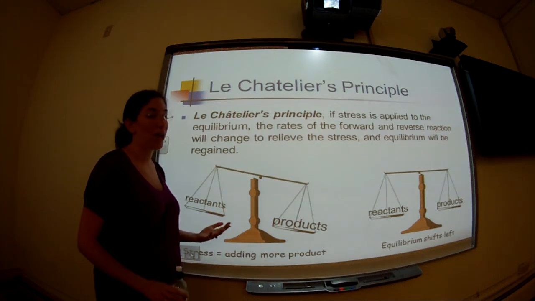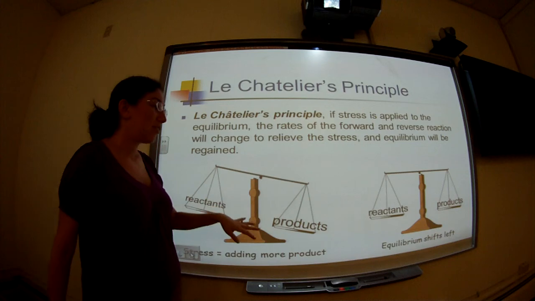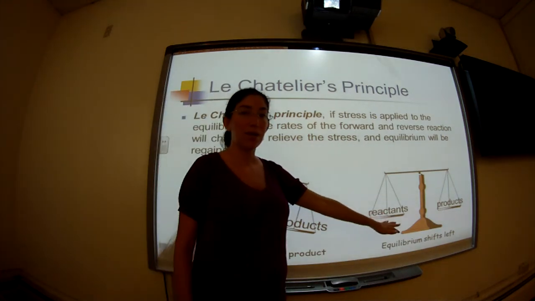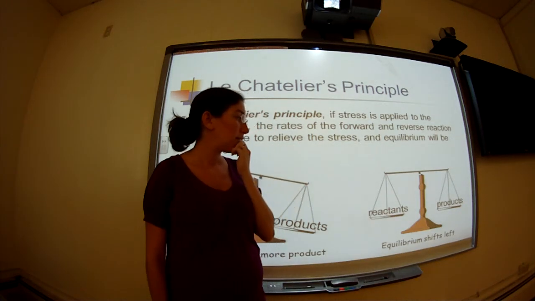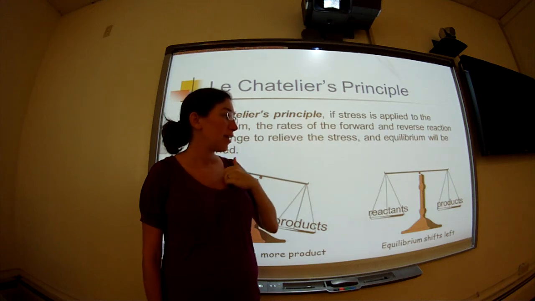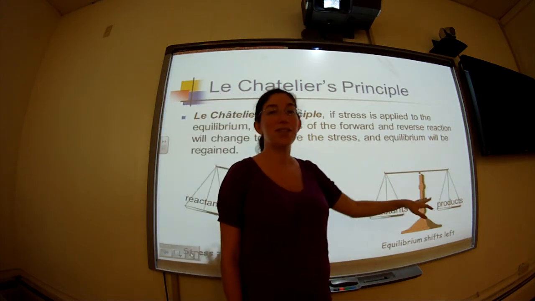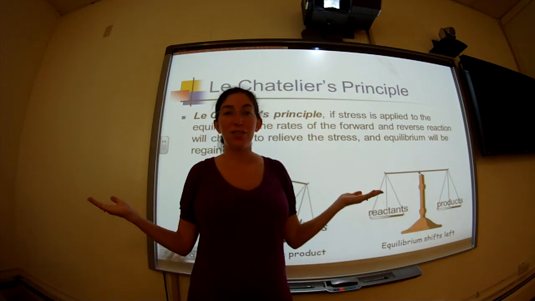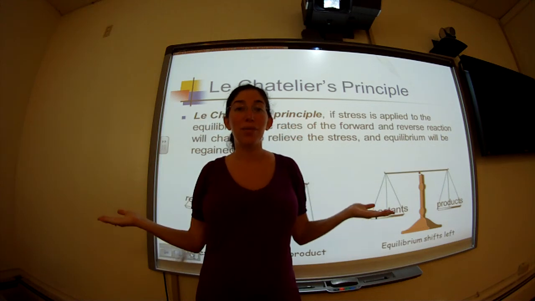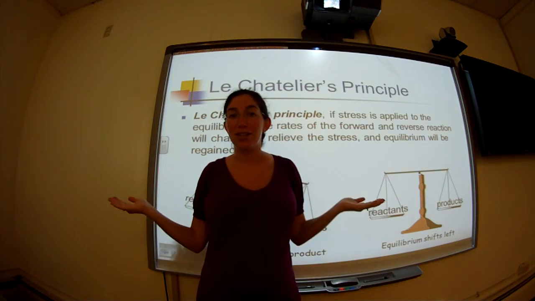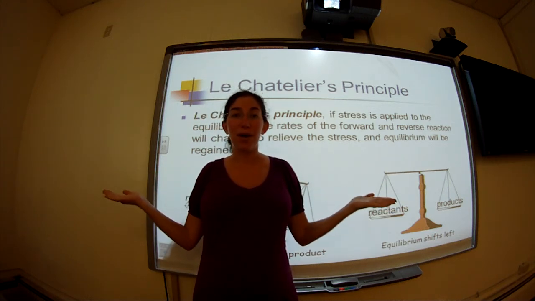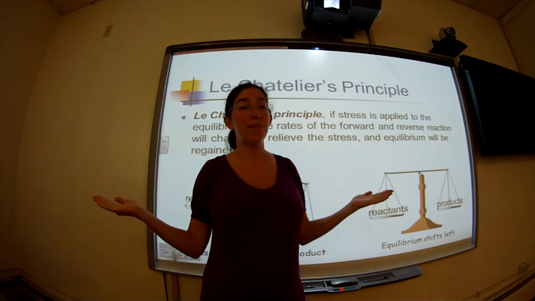So, what is Le Chatelier's principle? I like this analogy here. Let's say you have a reaction and it's at equilibrium. This is kind of a bad example because here the reactants and products are balancing, which means they're the same amount. But keep in mind that at equilibrium, the amounts of products and reactants are not necessarily the same.